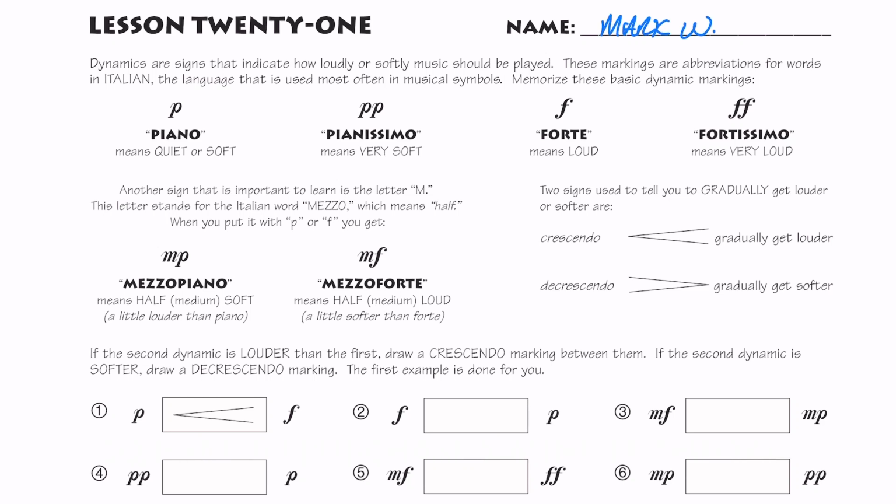Now, the dynamic markings that we're going to learn tell us how loudly or softly we should play. A P stands for piano, which basically means quiet or soft. If I double the P and I write PP, that stands for pianissimo, which is Italian for very soft. Forte is the F marking, that means loud, and then if I want you to play fortissimo, or very loudly, I just double the Fs.